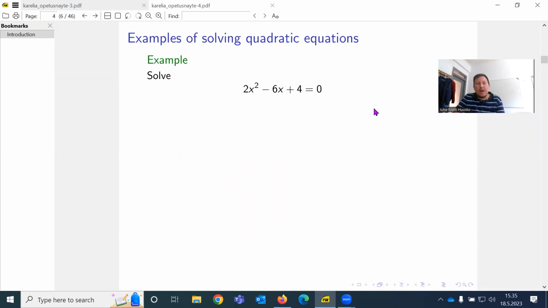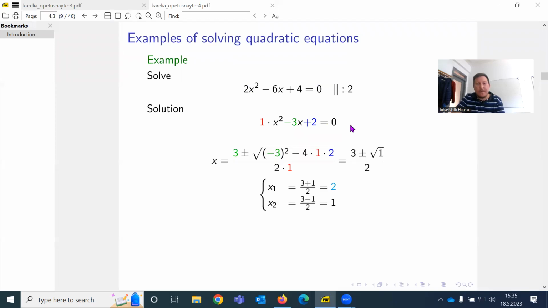Let's have a couple of examples where we solve a second-degree equation. In this case, all the parameters are divisible by 2, so we can divide them by 2. Then let's take the parameters a, b, and c and substitute them into the formula. After calculations, we will get this. If we choose plus square root of 1, we will get that x is equal to 2. If we choose minus square root of 1, we get that x is equal to 1.